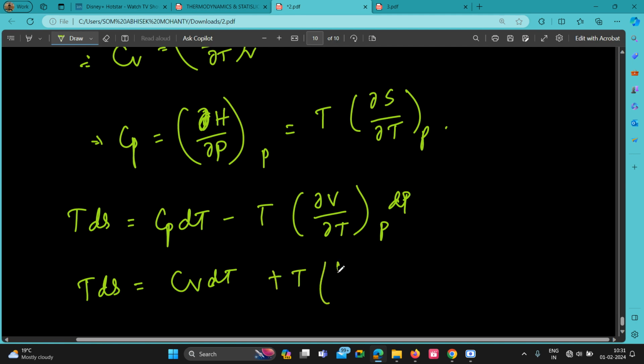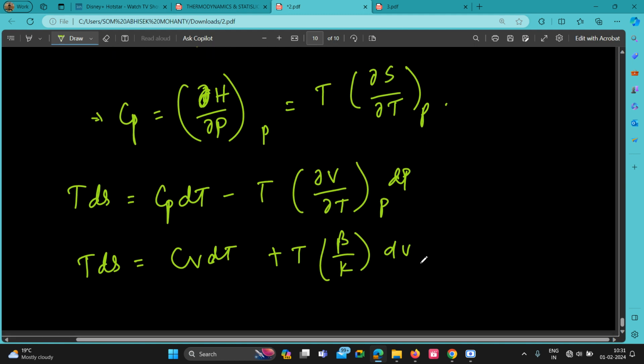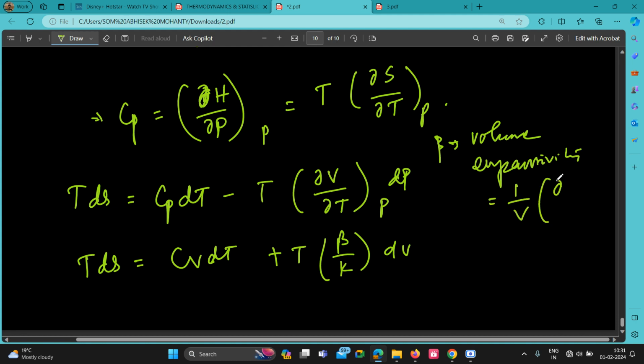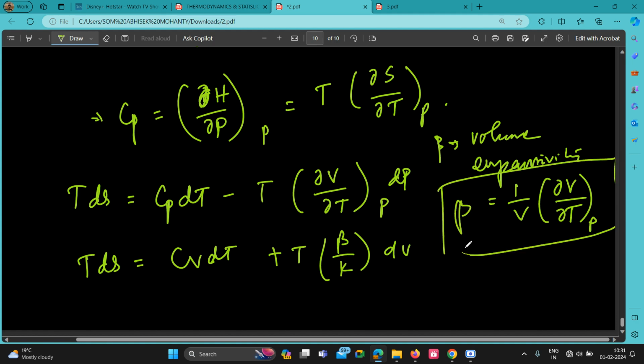plus T beta by K dV. What is beta? Beta is called the coefficient of volume expansion or volume expansivity, that is 1 by V del V by del T at constant pressure. This is important. Remember this.